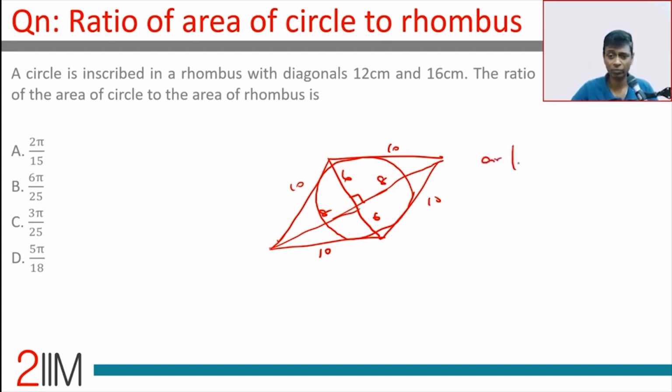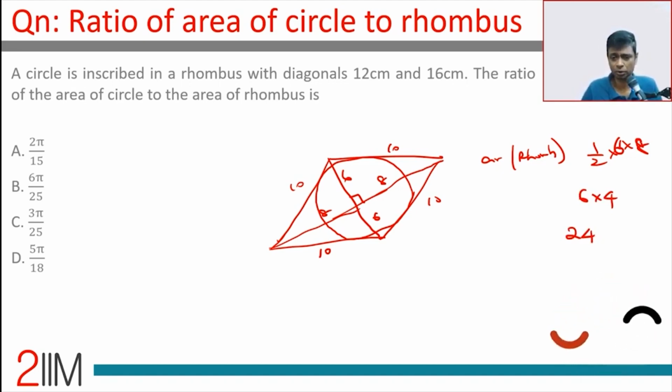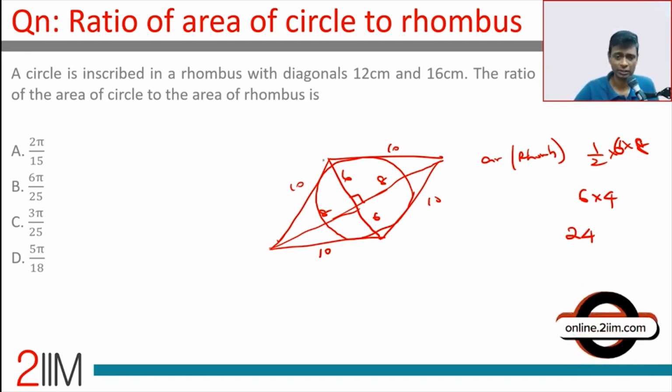Area of the rhombus is very simple. Half into 6 into 8. 6 into 4, just 24 square units in the bag. If we find the area of the circle, we're through. If we find the radius of the circle, we're through. Brilliant. How do we find that? Think about this. I spent a long time thinking about it. Very good question. Radius will be perpendicular to the side of the rhombus.